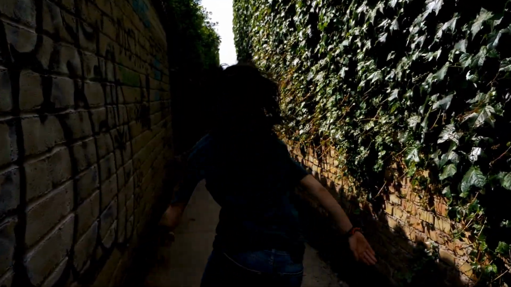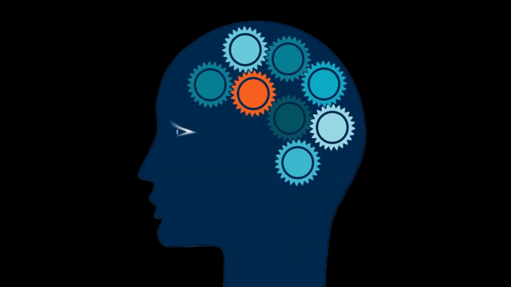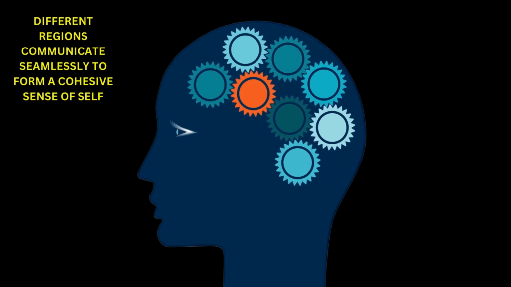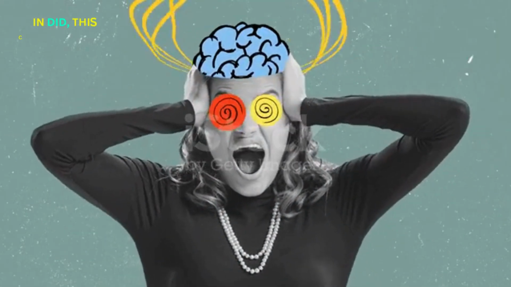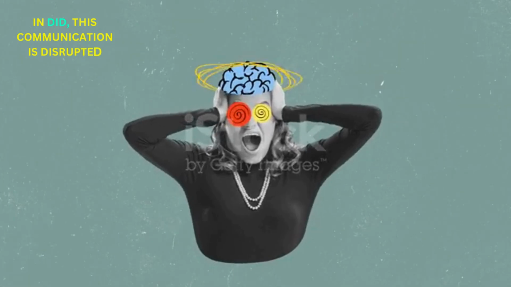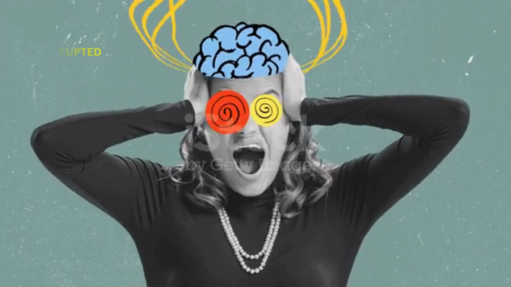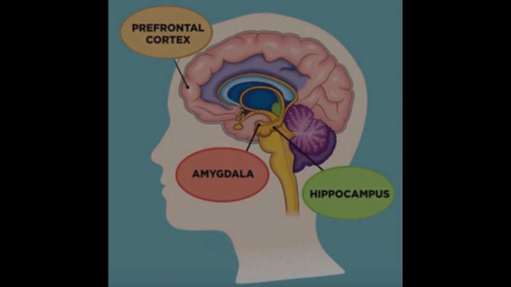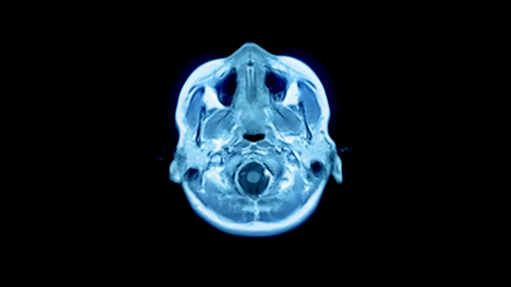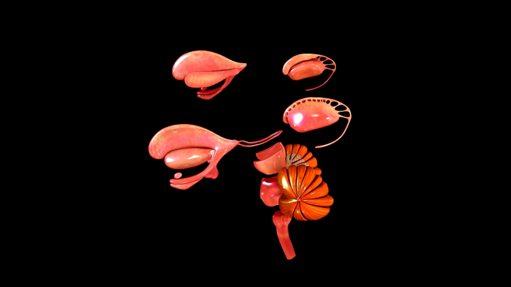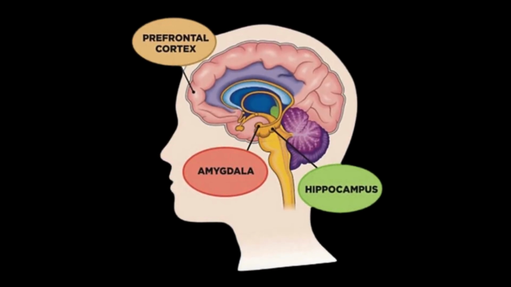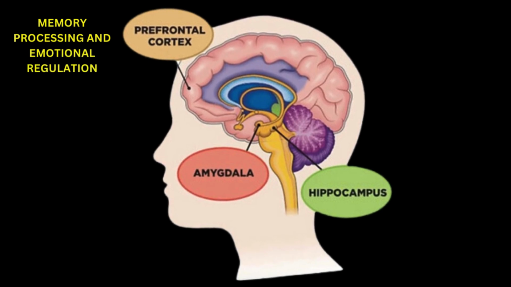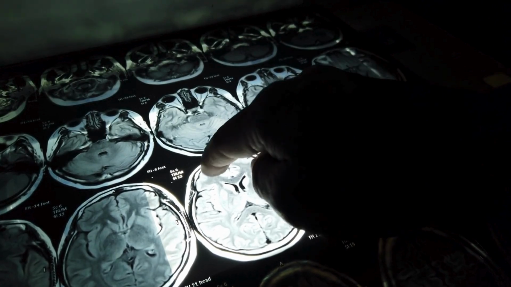Let's break this down. In a typical brain, different regions communicate seamlessly to form a cohesive sense of self. However, in the brain of someone with DID, this communication is disrupted. The brain regions involved in memory, emotion, and self-perception, such as the hippocampus, amygdala, and prefrontal cortex, play crucial roles in DID. Studies using brain imaging techniques like MRI and PET scans have shown that these areas function differently in individuals with DID. Hippocampus and amygdala, which are critical for memory processing and emotional regulation, often show abnormal activity in those with DID.